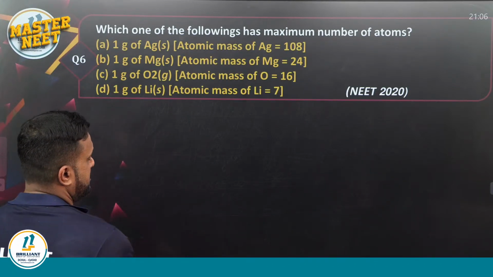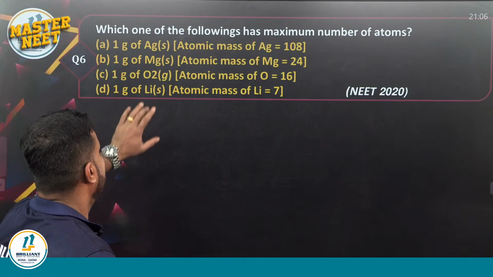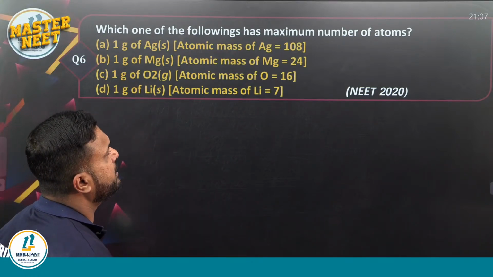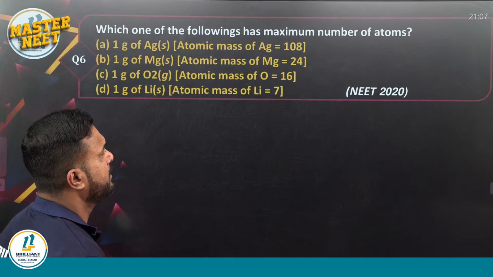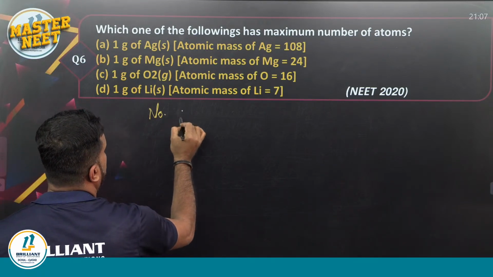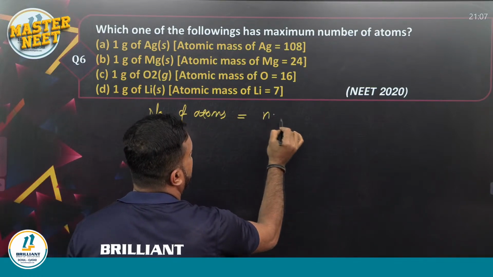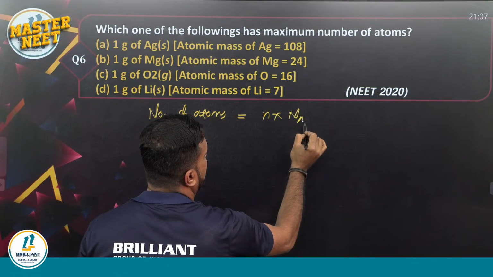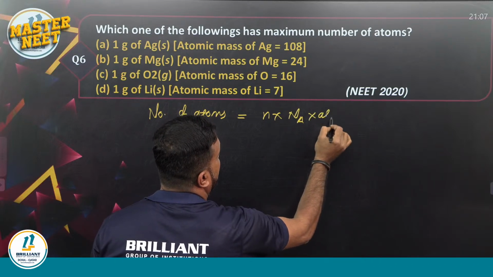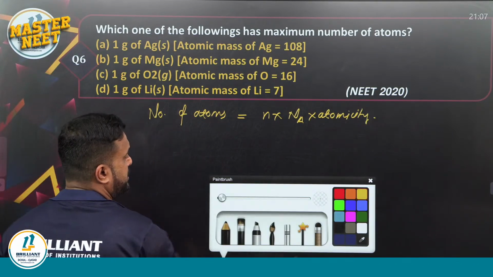Again, a previous year NEET question. This type of concept based question you should understand. That's why we kept this type of question. Which one of the following has the maximum number of atoms? Maximum number of atoms means, we have an equation: number of atoms is equal to number of moles into Avogadro number, that is Na, into atomicity, that you keep in mind. Atomicity means how many atoms are present in a molecule.